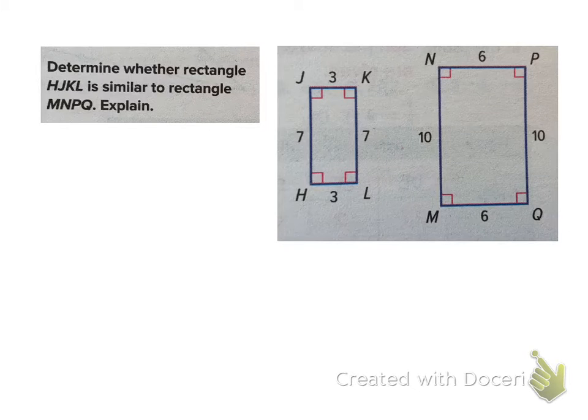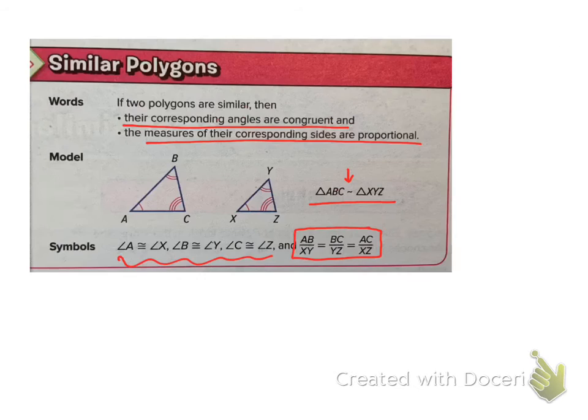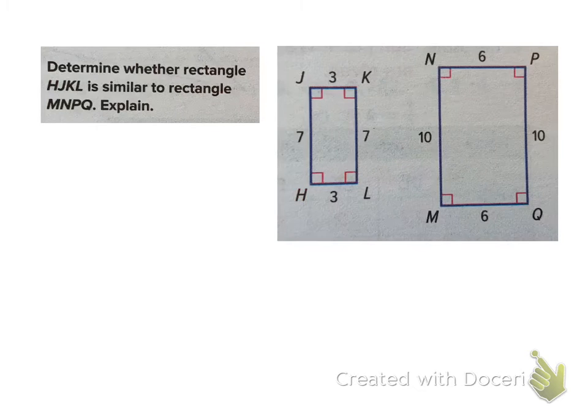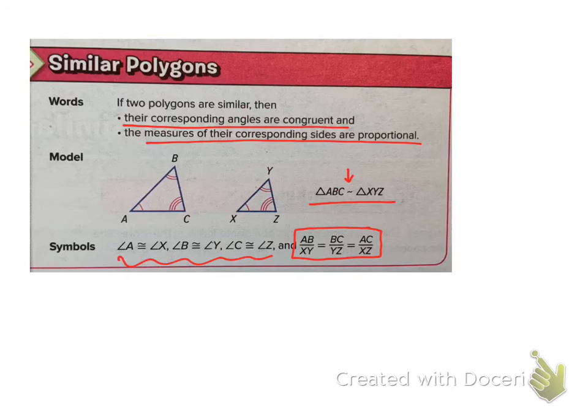So, first example: determine whether rectangle HJK is similar to rectangle MNPQ and explain. Similar, remember, means corresponding angles have to be congruent. So let's check that. Are our corresponding angles congruent here? Well, yes, they should be. All of these are right angles, and so that means all of them are congruent to each other. The second thing we look for is that the measures of their corresponding sides are proportional.